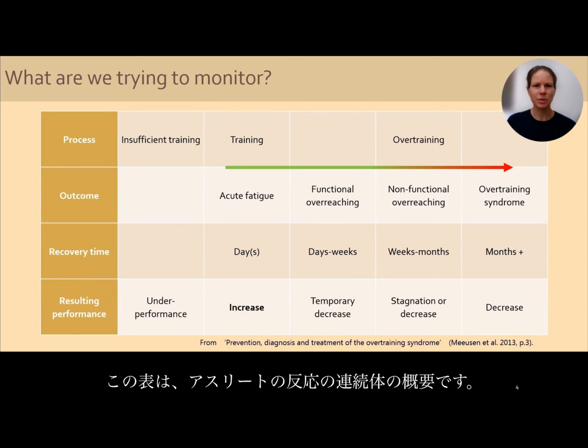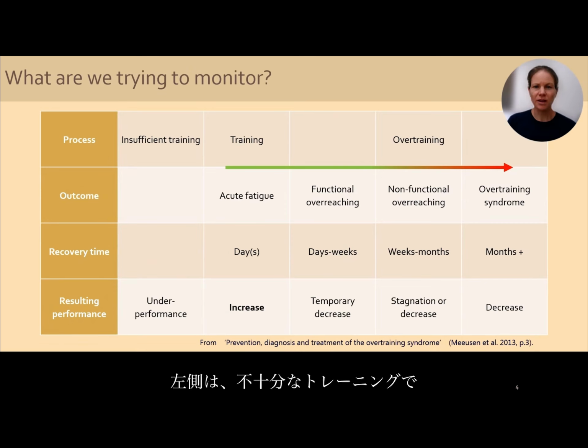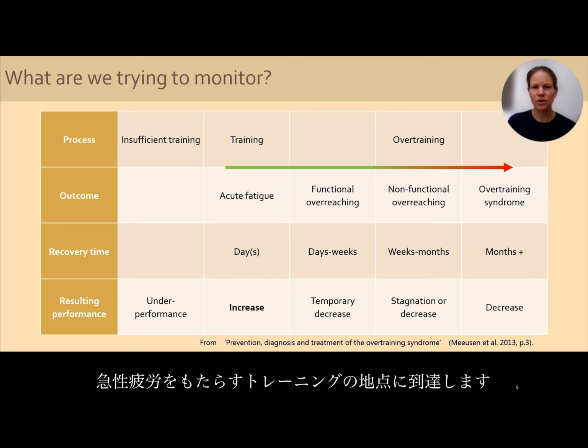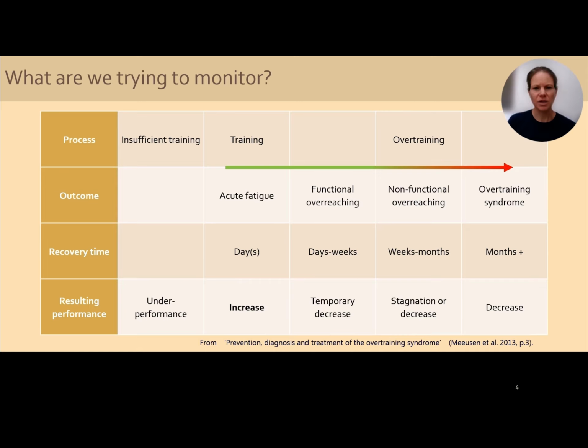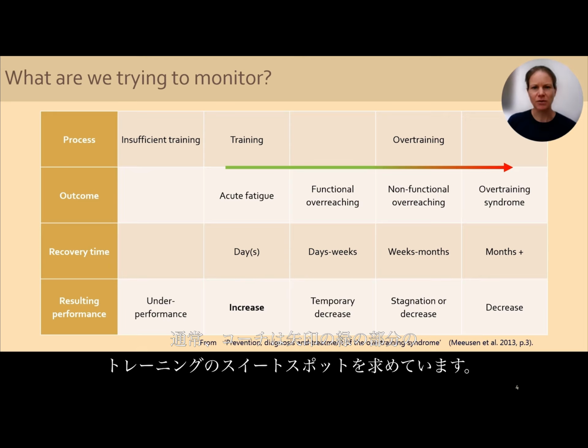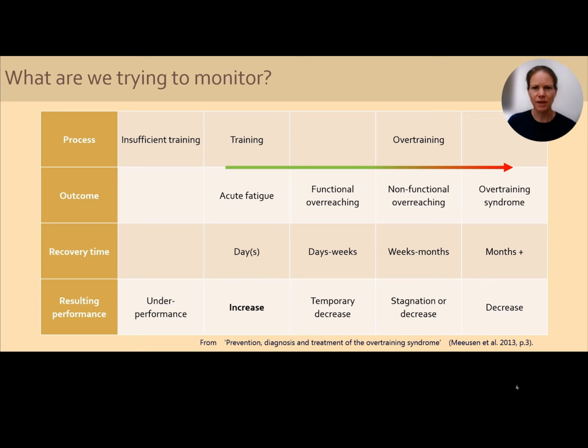This table gives a simplified overview of the athlete response continuum. On the left side, we have insufficient training with resulting underperformance. Shifting towards the right, we get to a point of training which results in acute fatigue, which takes days to recover, after which the athlete's performance is improved. Further to the right, we get to overtraining, with the fatigue taking months to recover, and ultimately performance is decreased. Typically, coaches are after that sweet spot of training, or the green part of the arrow.